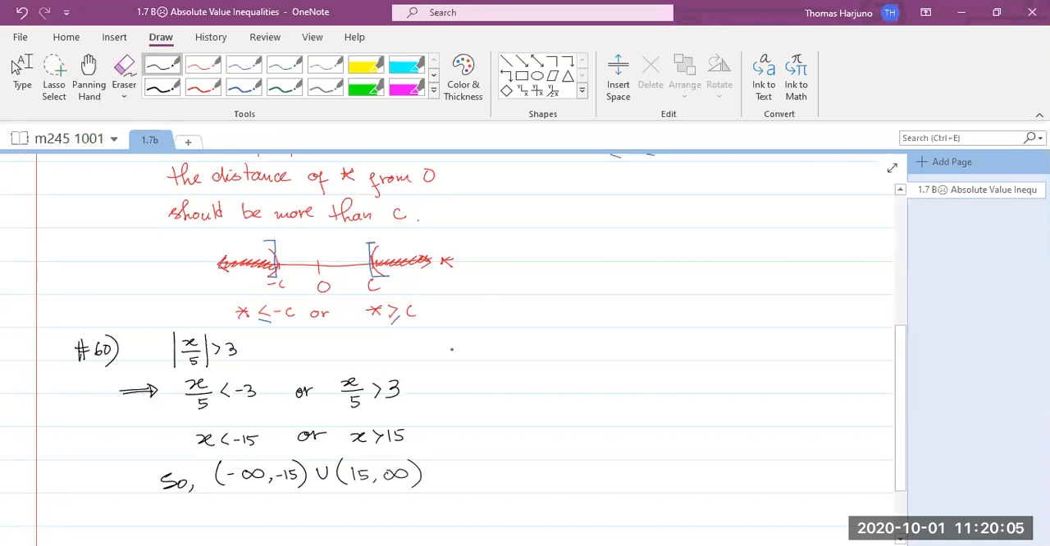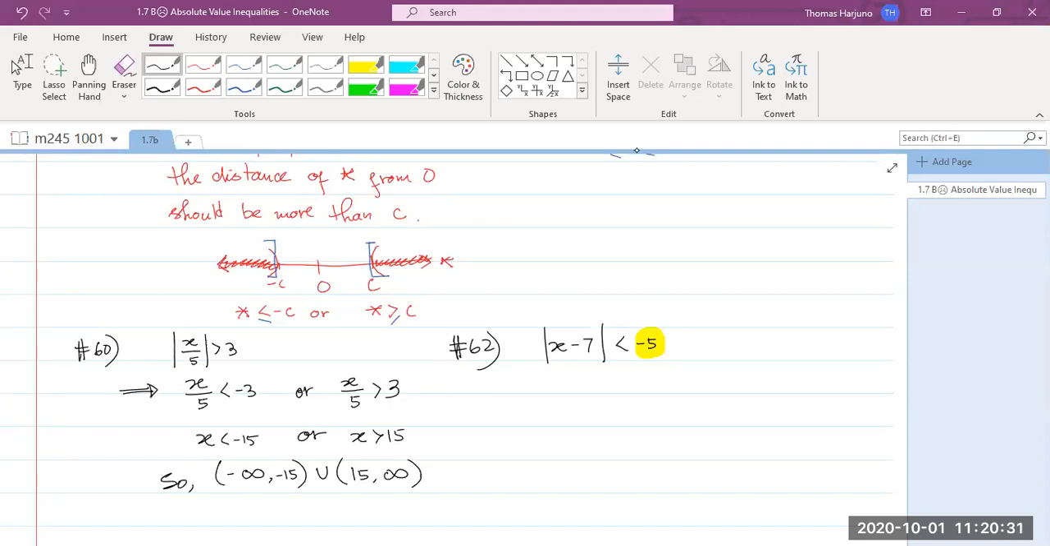Okay. Number 62. Absolute value of x minus 7 is less than negative 5. But hold on, we have some red light here. This is a negative number. Is it possible for an absolute value to be negative, or even less than negative 5?